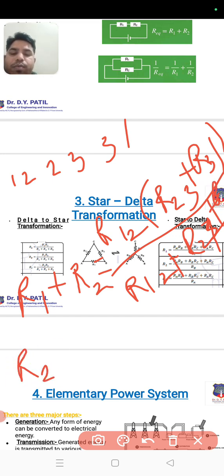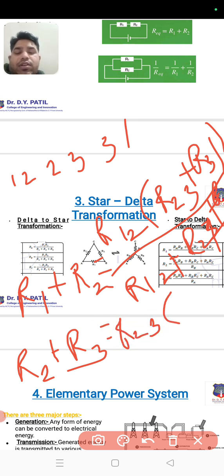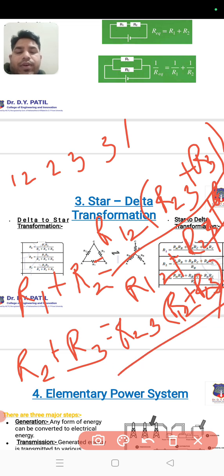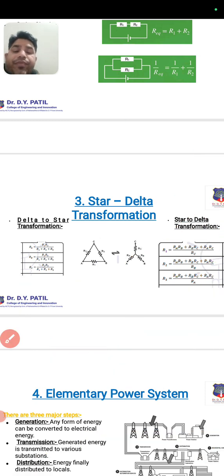Second, R2 plus R3. The third one, R1 branch, we are removing, then we will get that the two are in series. The same, take the product R23 into bracket, which one is remaining, R12 plus R23, divided by R12 plus R23 plus R31.